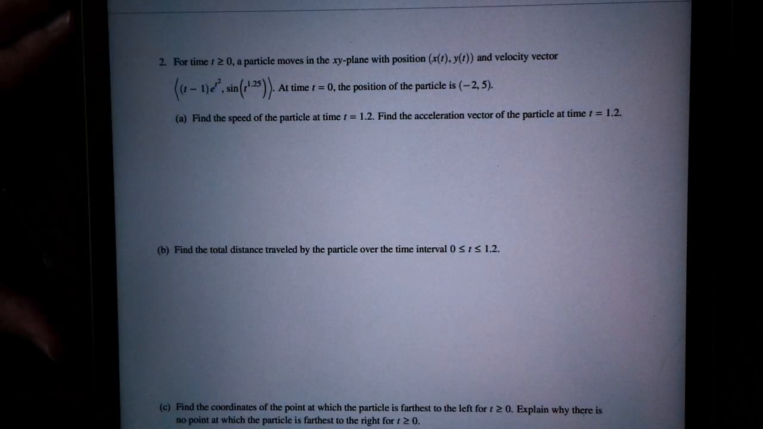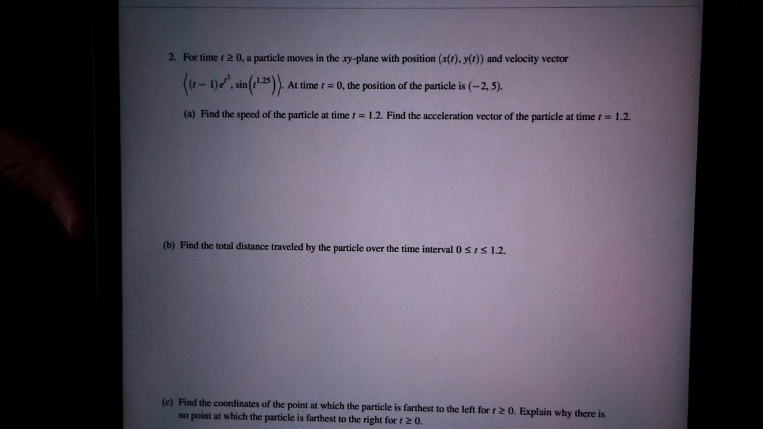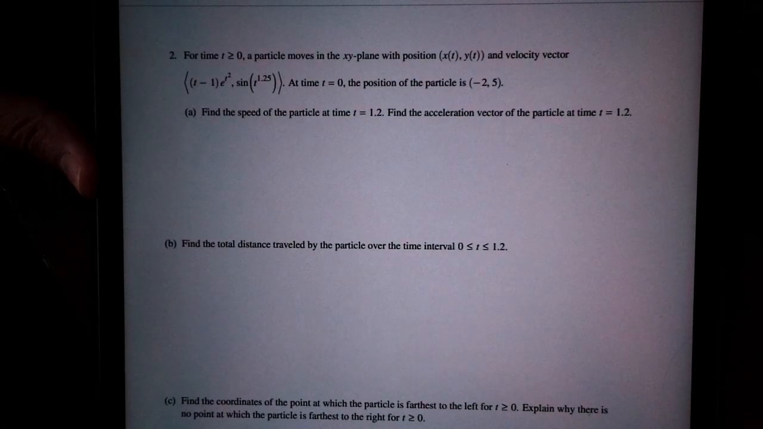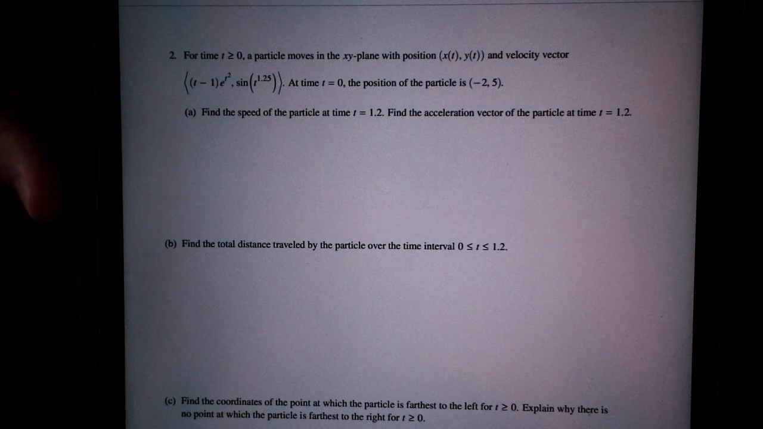Hello and welcome back. We are going to continue our discussion on the 2021 BC exam. This is question number 2, and question number 2 is one of our particle motion or vector questions right here.